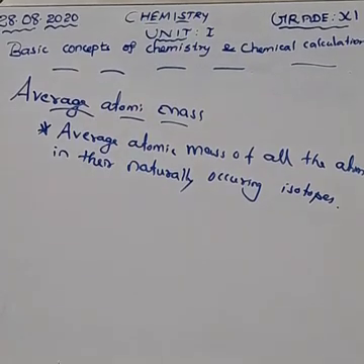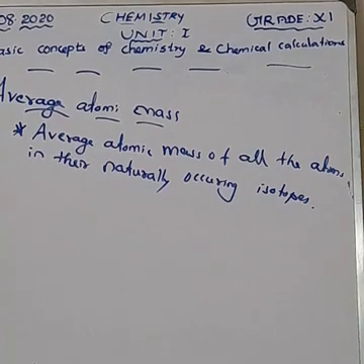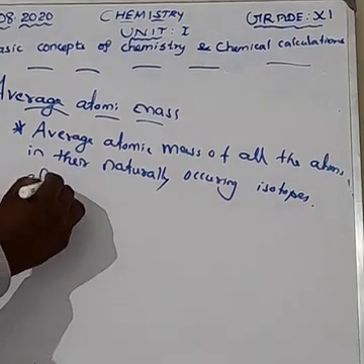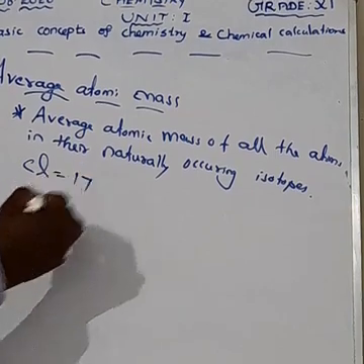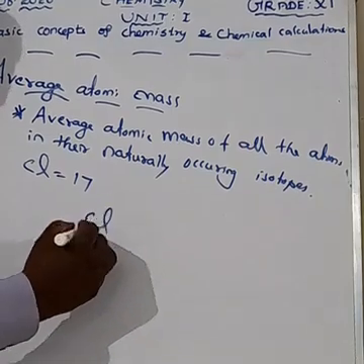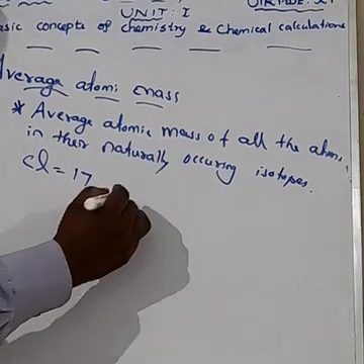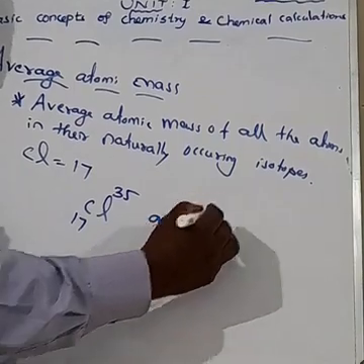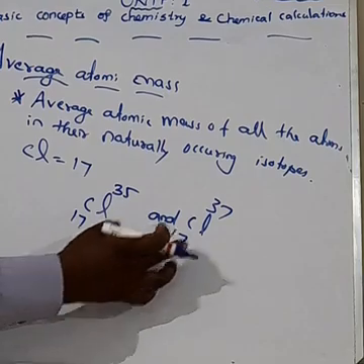What are isotopes? Same atomic number, different mass number. A very good example is chlorine. The symbol of chlorine is Cl. What is the atomic number of chlorine? Chlorine has two isotopes: Cl-35 and Cl-37. Chlorine has the same atomic number but different mass numbers, so we call them isotopes.